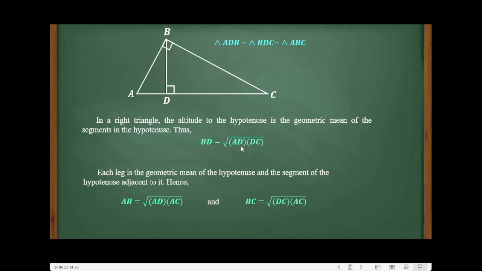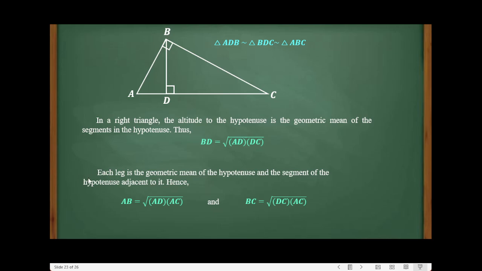So it means if we take the square root of the product of the two segments of the hypotenuse, it will give us the length of this altitude. And this altitude is known as the geometric mean. Likewise, other than the altitude, there are two more geometric means taken from the right triangle. And what are these two other geometric means?